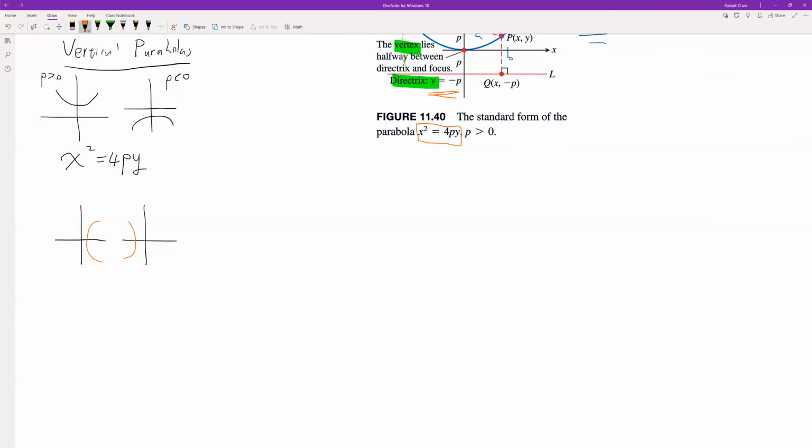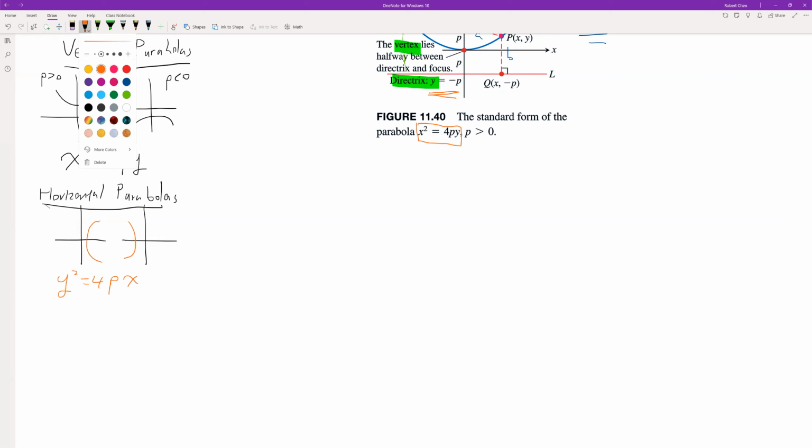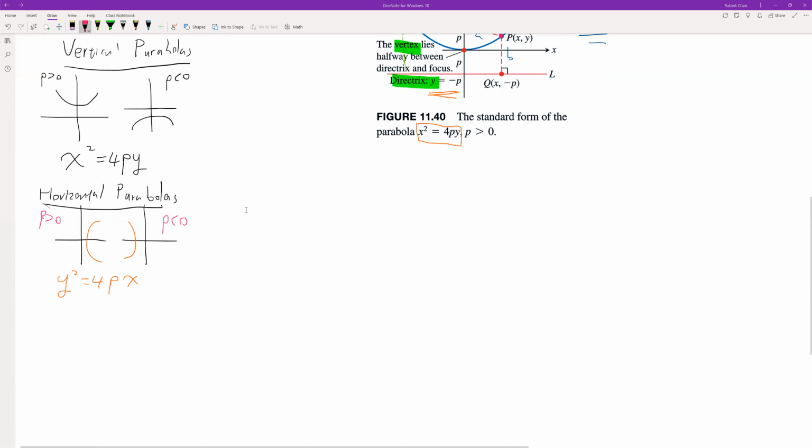All right, and that's going to be a little different in terms of general form, right? But these are called the horizontal parabolas, okay? Because they open sideways. And the general form for this is y squared equals 4px, right? Just like the same thing, if it's open to the right, then p is positive. If it's open to the left, then p is negative. Okay? And let me show you a quick picture to go with that.